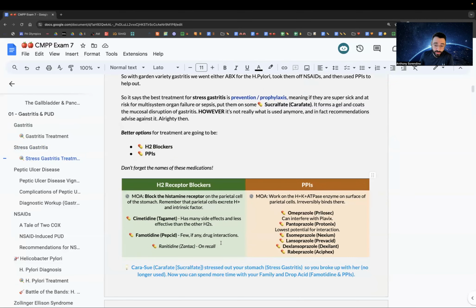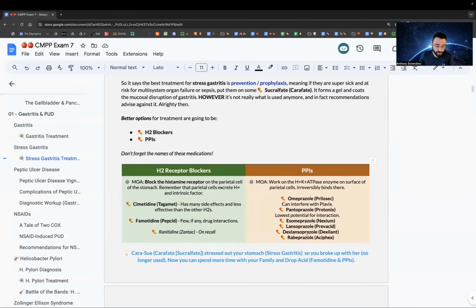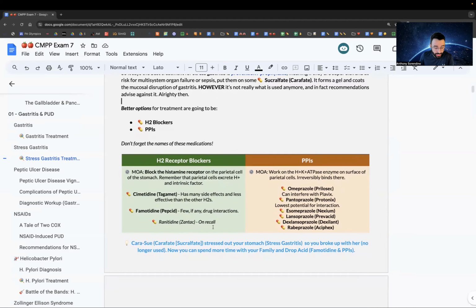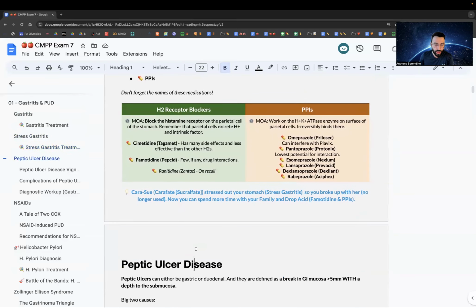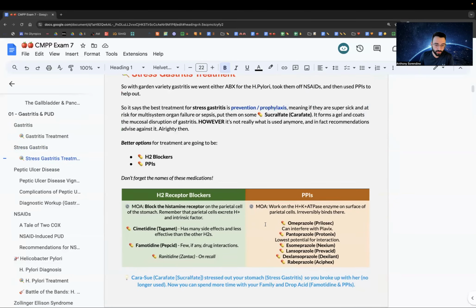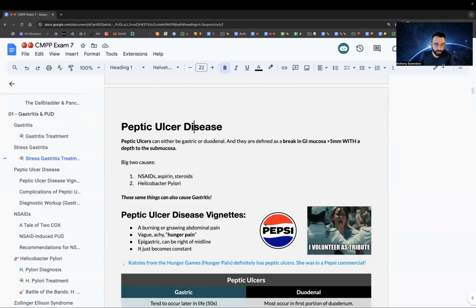All right, don't forget the names of these as well, especially the random ones like rabeprazole, which is Aciphex, or dexlansoprazole and lansoprazole. Remember, those are all your PPIs. I doubt we'll see Tagamet, cimetidine again, but it is an H2 receptor blocker. Famotidine, Pepcid, is going to be the big one there. So just to remind you of the names, I do have a little mnemonic here, but I don't really know that that's necessary for this one.